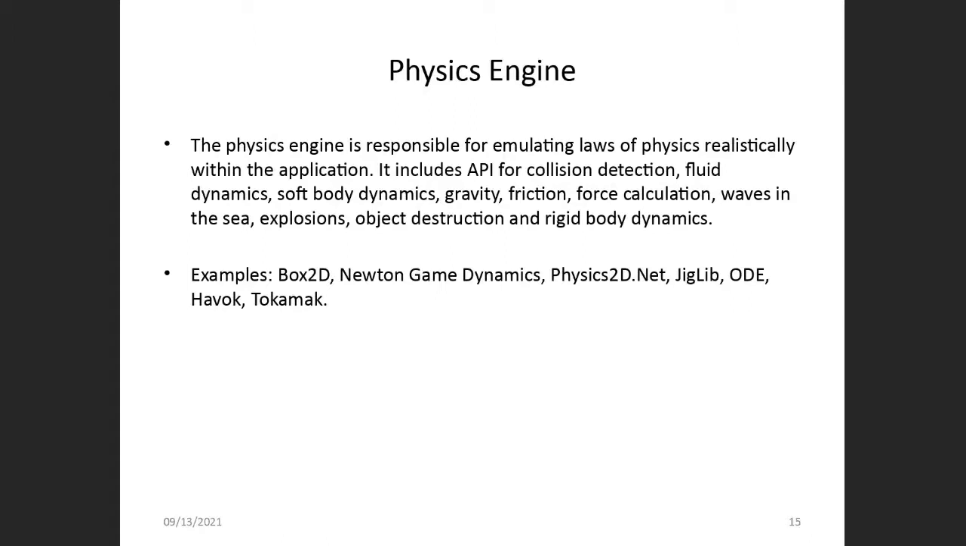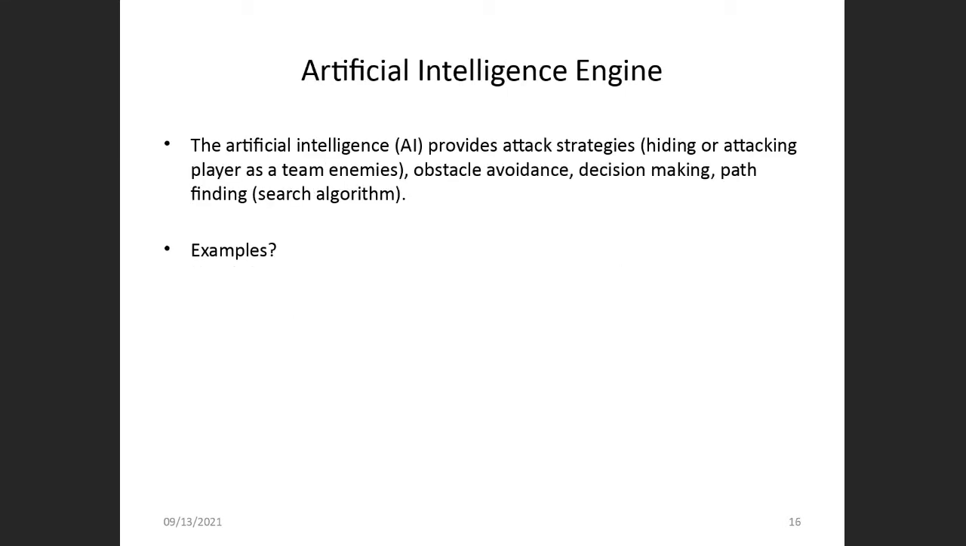Box2D is one example, which is part of Cocos2D I told you before. Then Newton Game Dynamics, then Physics 2D. So they are specific. You can see this is not a game engine, this is a physics engine because they support something related to physics. So you include those physics engines within your game. Now Unity has its own physics engine built in, so we will not need that.